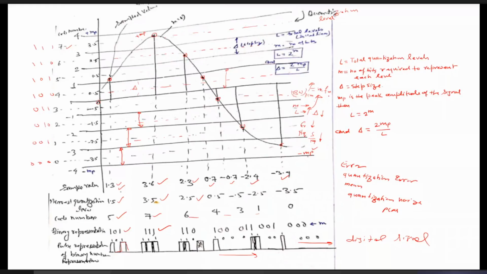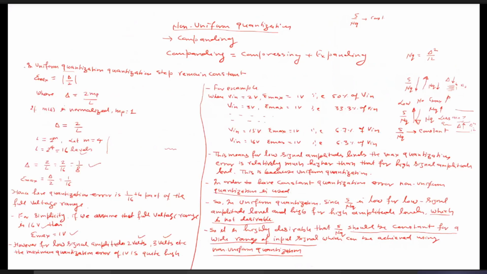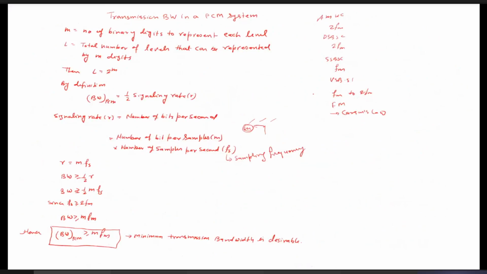Because of that, we cannot keep increasing the quantization level L. Once we increase the quantization level, the quantization step will decrease, and at the same time the quantization error and quantization noise will decrease. But it will increase the transmission bandwidth of the PCM, whereas the minimum transmission bandwidth is desirable. So this is how we can calculate the bandwidth of a PCM system.